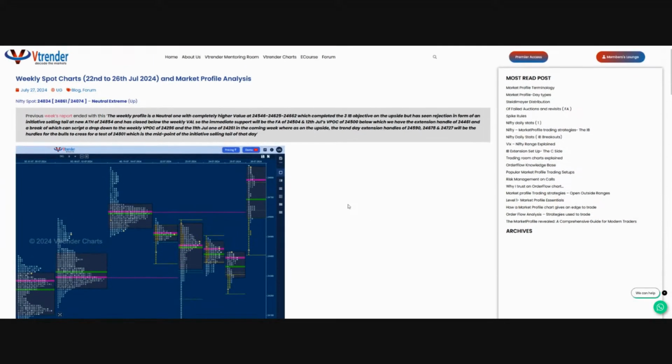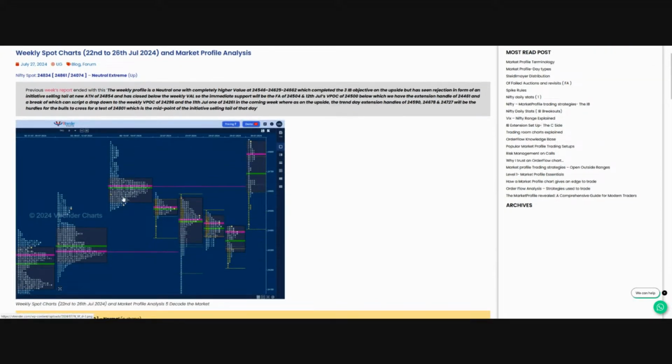So the weekly report is posted on the website, and we start with what had happened in the previous week. The previous week's profile was a neutral one in Nifty spot, and value was completely higher. But we had closed below the value area low of the weekly profile, and we have left an initiative selling tail at new all-time highs as we closed below. So immediate support would be the FA of 24504, below which we are looking for this extension handle of 24461, and a drop to 24296, which was the weekly VPOC.